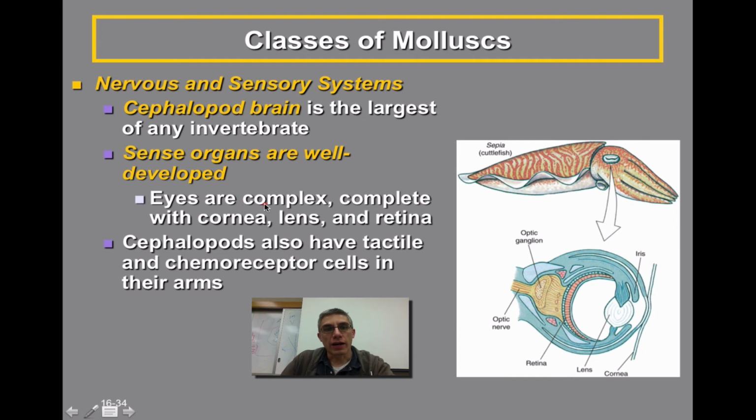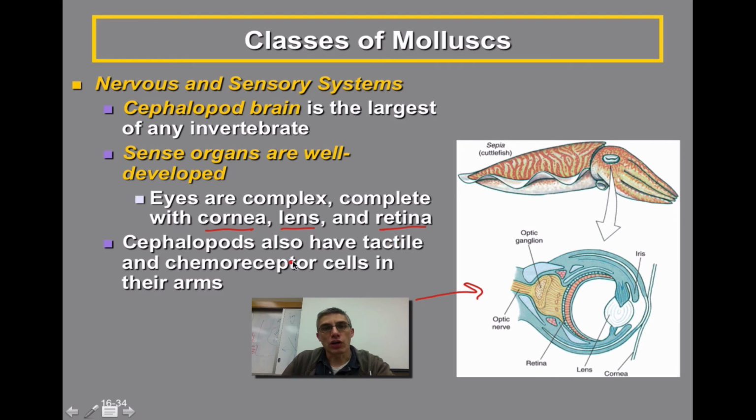Now, the sense organs are also very well developed in cephalopods. In fact, the eyes are so complex, and you can see the eye represented right down here, that they actually resemble our eyes very, very closely. The vision that you would find in most cephalopods is pretty acute, which means they can see things really well. The eyes are very complex. They are complete with a cornea, they have a lens, and they have a retina. So in other words, they can see very similar images to what we see.